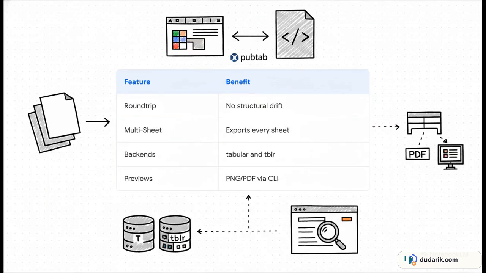And alongside your figures, you've got your data tables. The integrated PubTab tool handles this, effectively eliminating the absolute nightmare of manually coding LaTeX tables from Excel data. You get an Excel to LaTeX round trip with zero structural drift. It automatically supports exporting every multi-sheet by default. It leverages tabulary backends supporting both classic tabular and modern TBLR output, and you can generate PNG and PDF visual previews directly via the CLI, so you instantly see what your table looks like before compiling the entire paper.